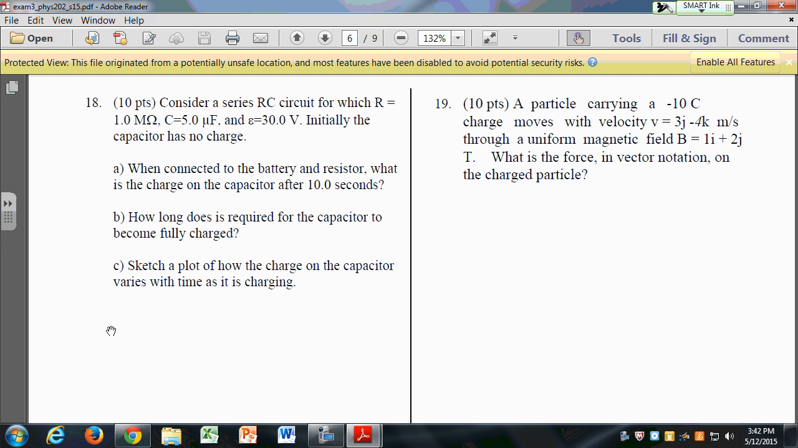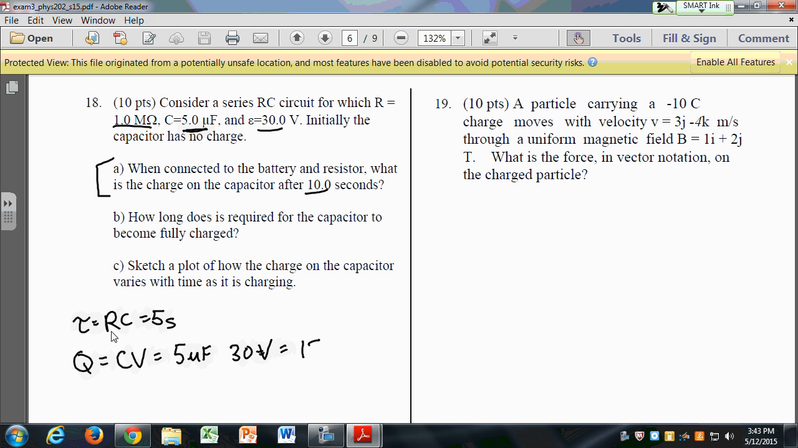All right, so when connected, the battery will charge the capacitor after 10 seconds. First thing you want to do is ask yourself, what is the time constant? Our time constant is equal to R times C, so 1 times 5, that's 5 seconds. Oh no, this is a charging capacitor, excuse me. It would be whatever the maximum charge is. That maximum charge is equal to C times V. It would be at the maximum charge because it would be 10 time constants, and after 10 time constants, it's fully charged, or fully discharged. The maximum charge is 5 microfarads times 30 volts.